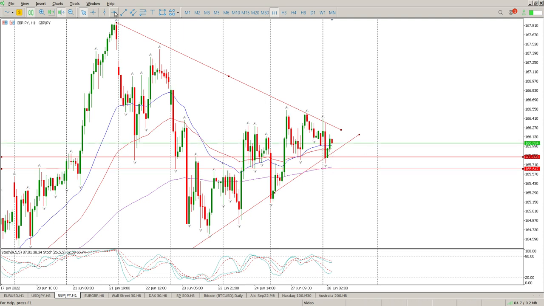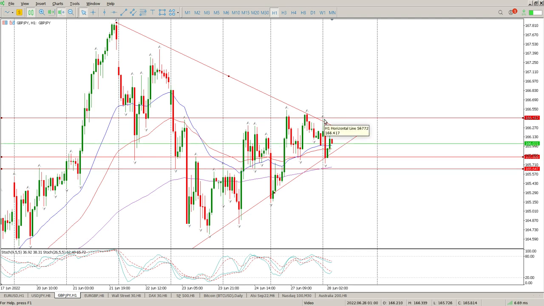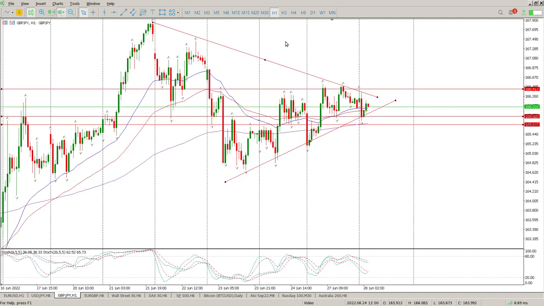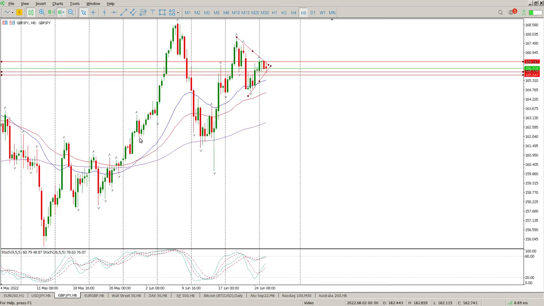So for me, there is only one opportunity here, and that is a break above the current high of this morning, which is at 166.417. A break and retest of that area gets me long. Anything other than that, I would be a little bit skeptical of a short, just based on the moving averages at the moment and the oscillators.